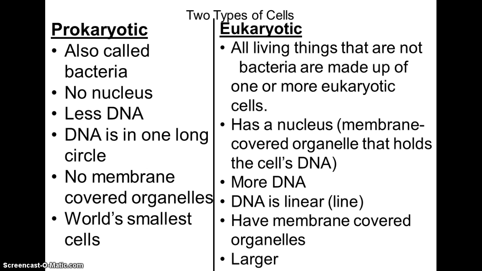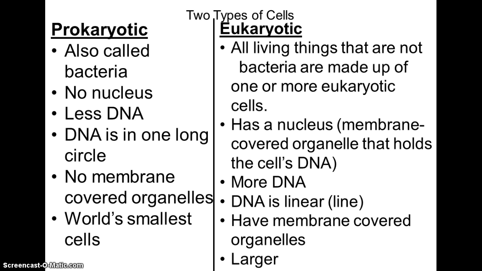There are 2 major groups of cells. There's prokaryotic cells and there's eukaryotic cells. And you need to fill in the word eukaryotic on your chart. And then also put in all this information on your chart. Let's talk about prokaryotic cells first. Prokaryotic cells are also called bacteria, and they have no nucleus. That's the control center for the cell. It's kind of like the brain of the cell.